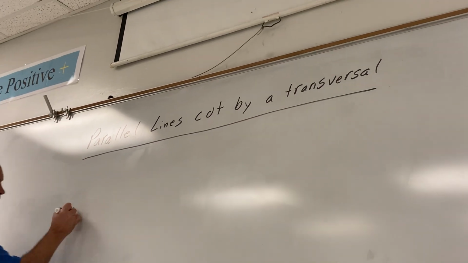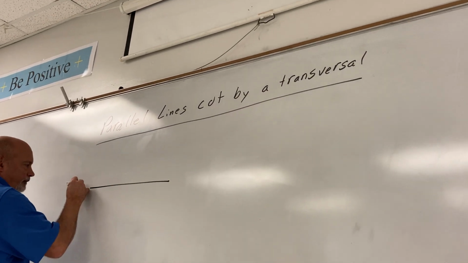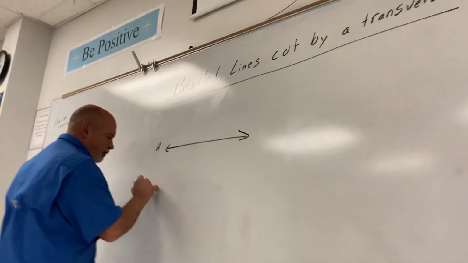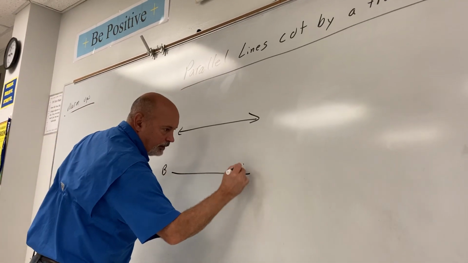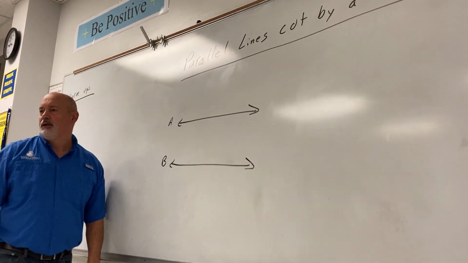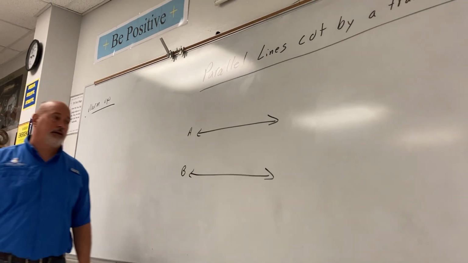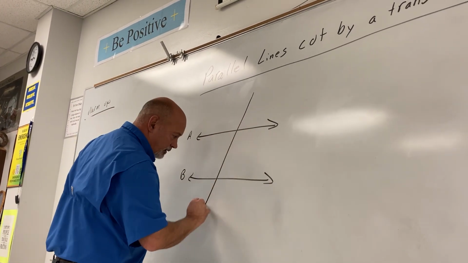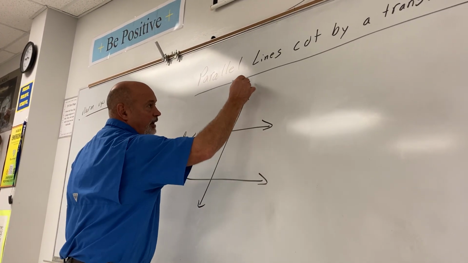We'll start with line A and line B. These two lines are parallel, and they're going to have a third line that cuts them at an angle, like so. We'll call that line C.